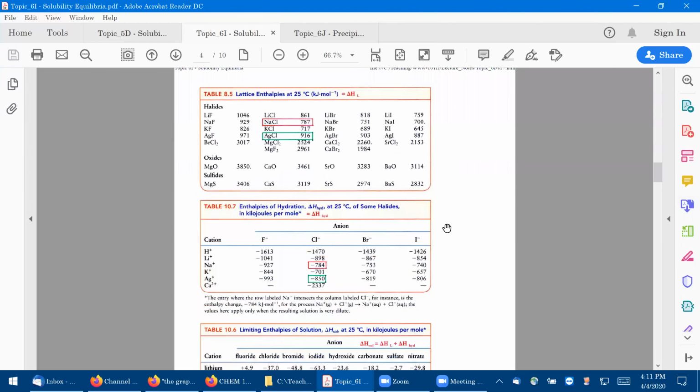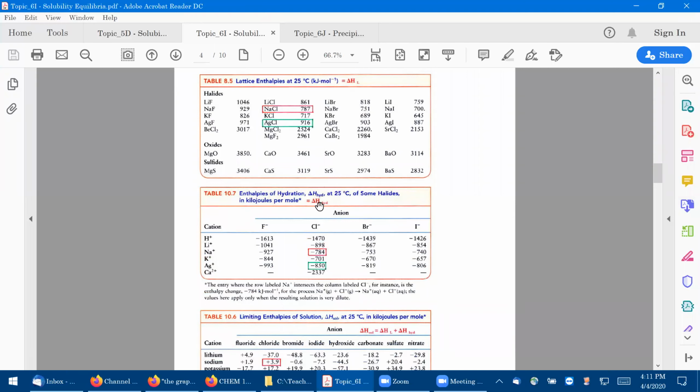Now, here's an example. Again, it's one we looked at earlier in the semester. The lattice enthalpy of sodium chloride, for example, is about 787 kilojoules per mole. This is the delta H of the lattice. And the lattice enthalpy of silver chloride is about 916 kilojoules per mole. Notice that all of the values shown here are positive because, of course, as we said, lattice enthalpies are always endothermic. This table shows examples for a few halides, fluorides, chlorides, bromides, iodides, of some cations.